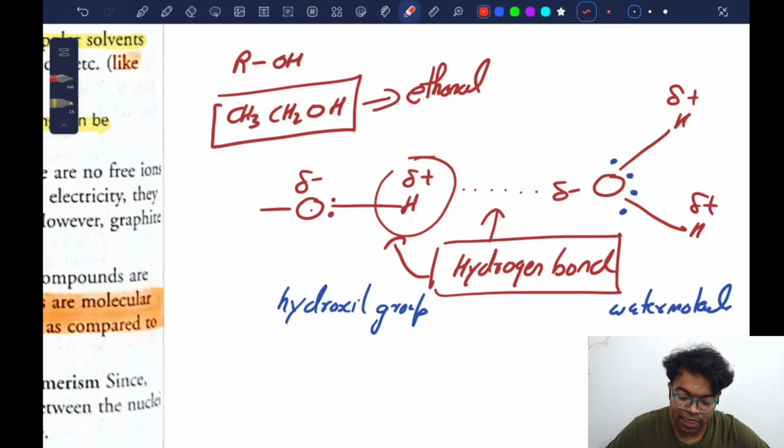Now, electrical conductivity. Since there are no free ions in the covalent compound to conduct electricity, they are bad conductors of electricity. However, graphite is an exception. So, why is graphite an exception, Drupat? In class 10th, I have taught you this. Why is graphite one of the compounds that, even though it forms a covalent bond, is able to conduct electricity? Why?